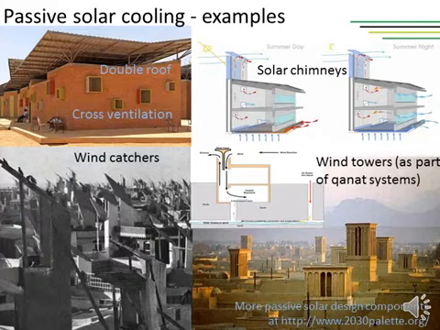These systems can become even more elaborate like wind catchers in this vernacular architecture in Hyderabad, Sindh in Pakistan, or wind towers like in this picture from Yazd in Iran. Here we have these wind towers, which are part of qanat systems. That is actually part of water supply systems that cool the building down.